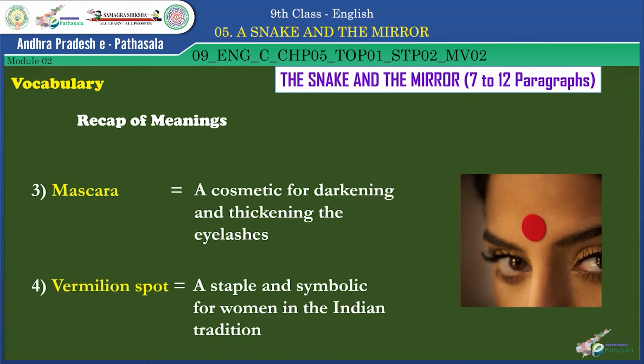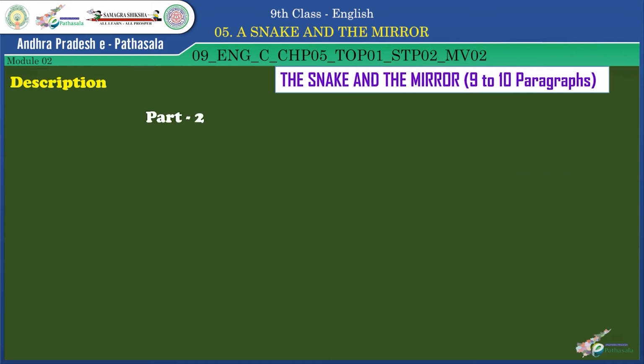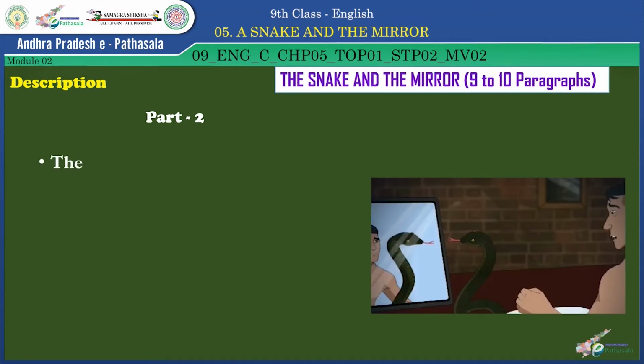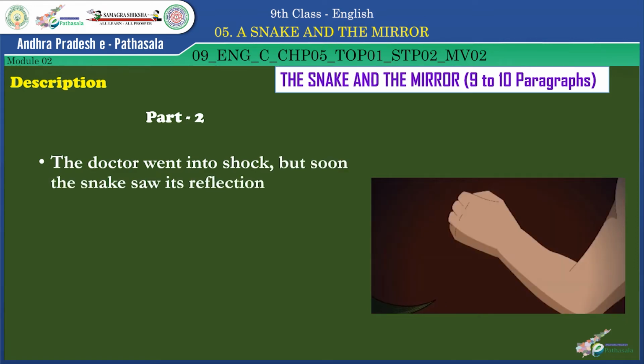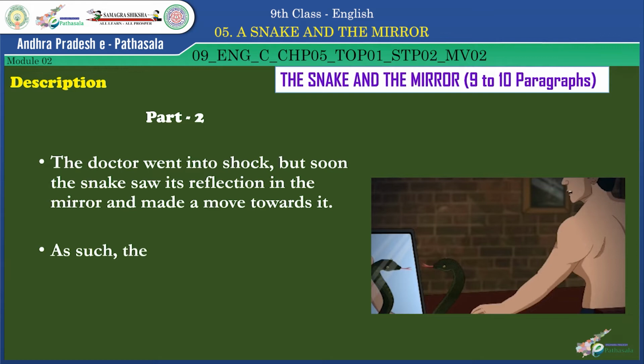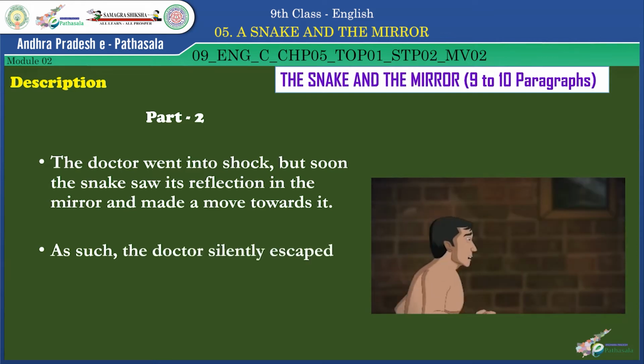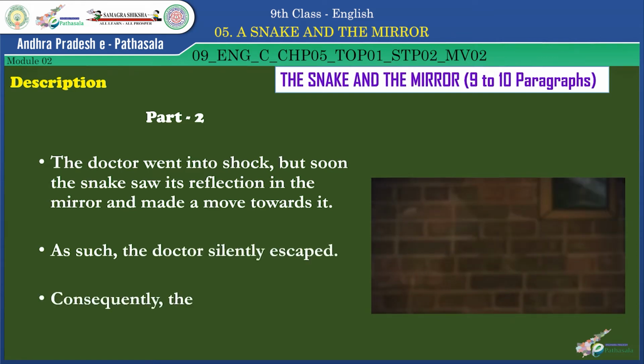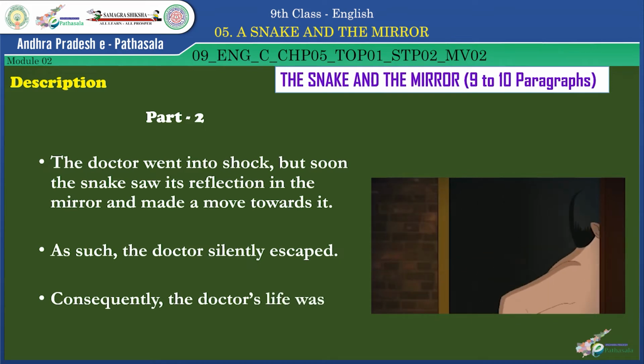Now, students, I'm going to give you some description about the 9th and 10th paragraphs of this lesson, The Snake and the Mirror. The doctor went into shock, but soon the snake saw its reflection in the mirror and made a move towards it. As such, the doctor silently escaped. Consequently, the doctor's life was saved.